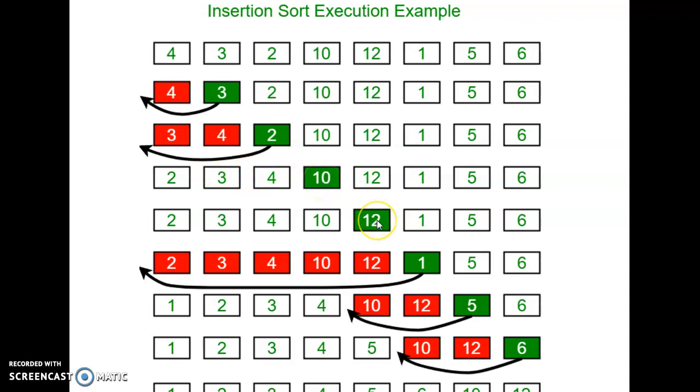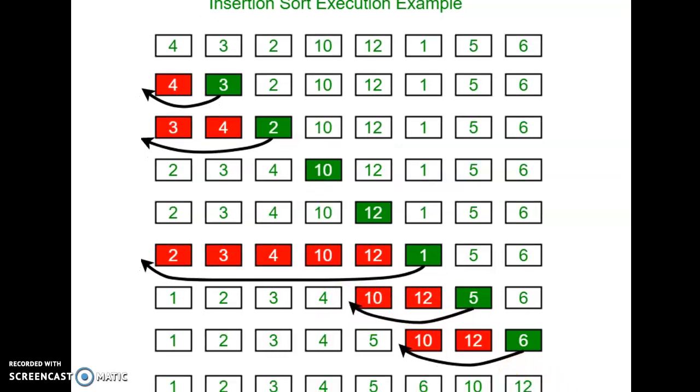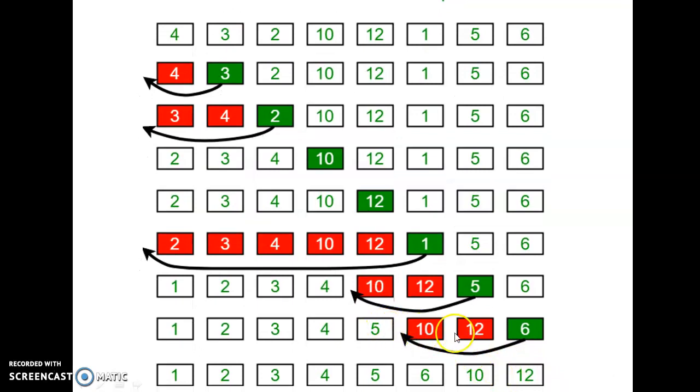Next we go for 12. 12 is also present in a sorted position. So we go for the next element, 1. 1 should be present before all these elements, so 1 is placed here. Next element 5 should be present between 4 and 10, so it is placed here. And 6 should be present between 5 and 10, so it is placed. At the end of this sorting technique, all the elements are present in sorted order.